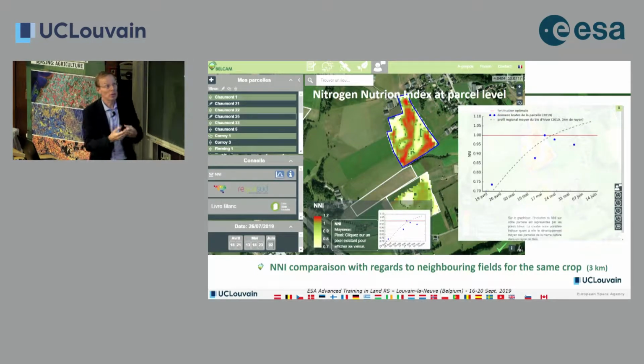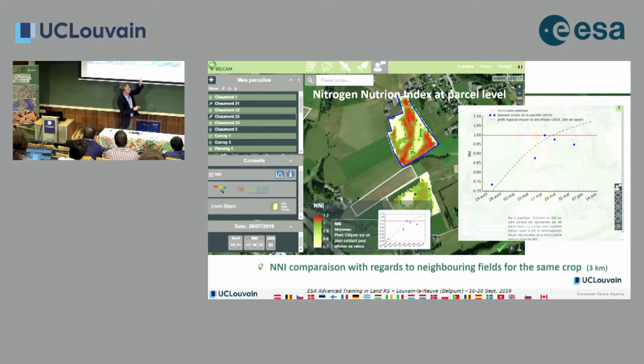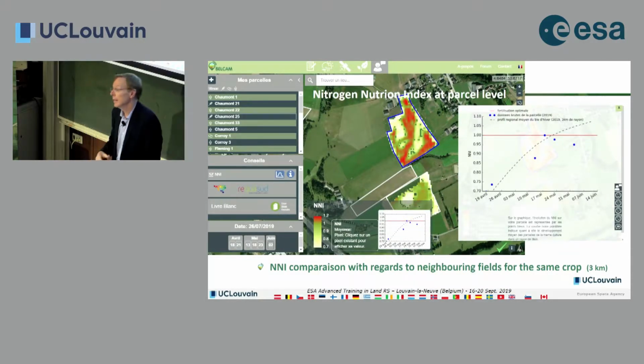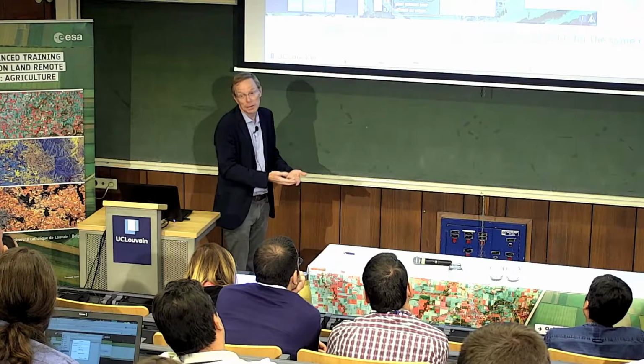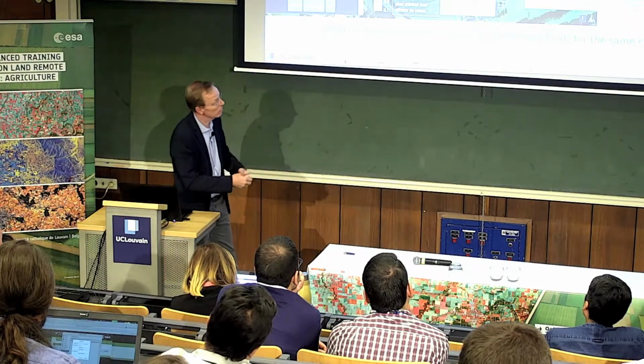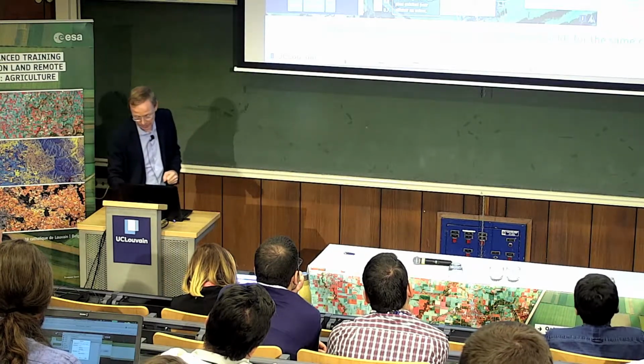What we want to show is this guy has been better than anybody else, because the average is the dotted line, and on average, in our region, the farmers over-fertilize. They lose money because they put too much fertilizer and they destroy the environment and the water quality.